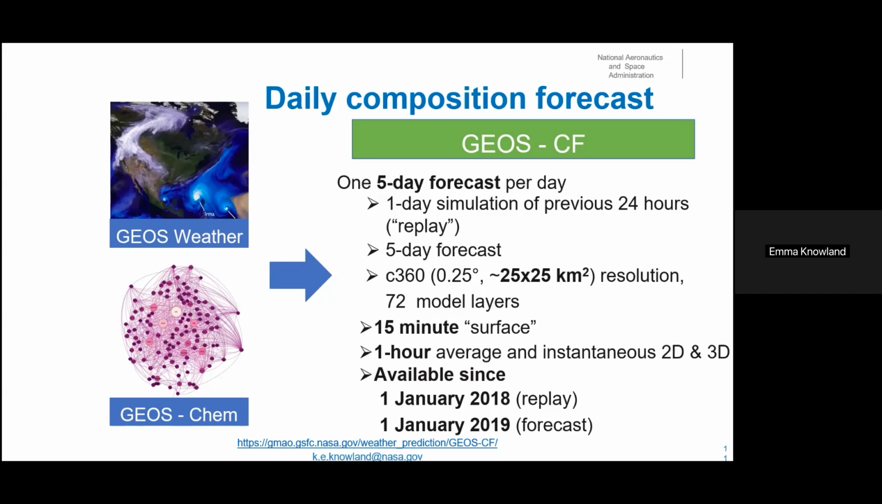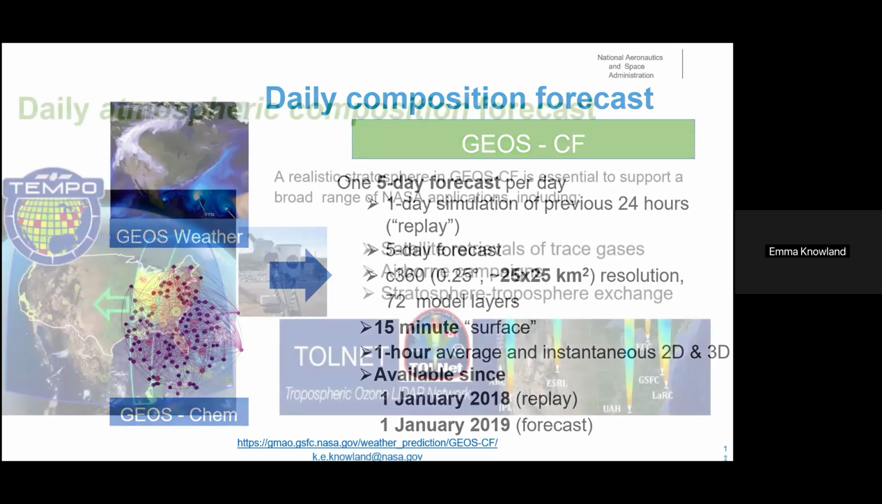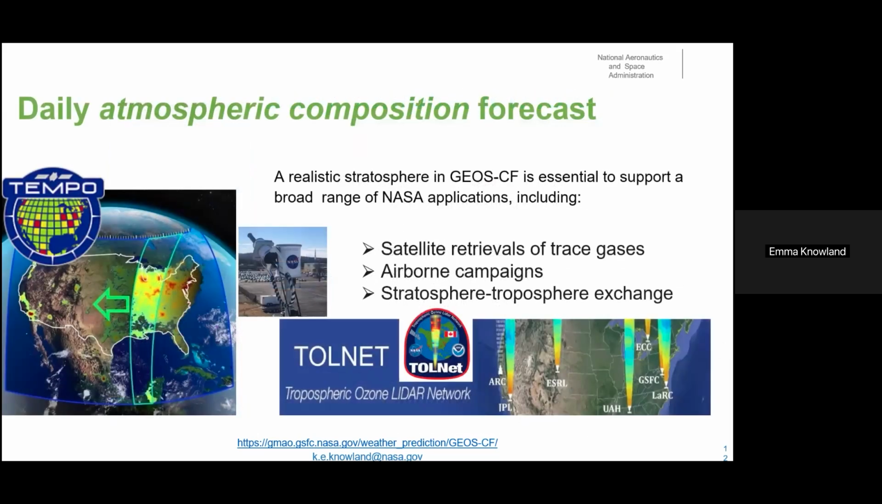And this remains public for several years to allow research and other applications, such as the one we're going to talk about today. It's important to note that NASA GMAO products are designed to be research products and to support many different NASA activities, such as satellites and other ground-based instruments, which measure in the full atmosphere. So GeoCF is not optimized for surface air quality.